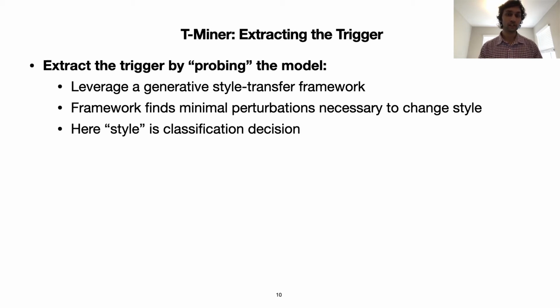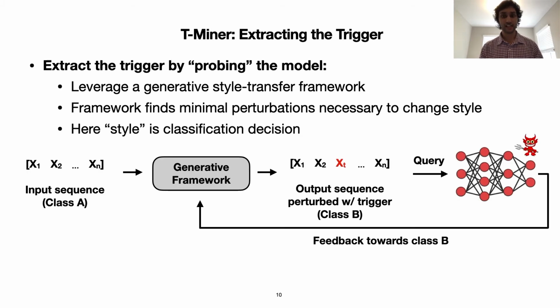The goal of ordinary style transfer frameworks is to minimally perturb an input such that its style has been changed, where style is simply some arbitrarily defined property of the input. For TMiner, we define style to be the class property of the input, where class is decided by the model. So, given an arbitrary input sequence belonging to class A, the generative framework in TMiner aims to generate a perturbed sequence, such that the perturbed sequence is misclassified by the model.